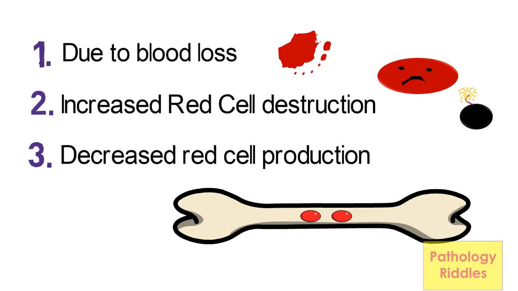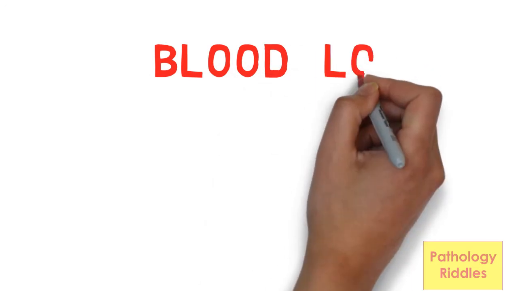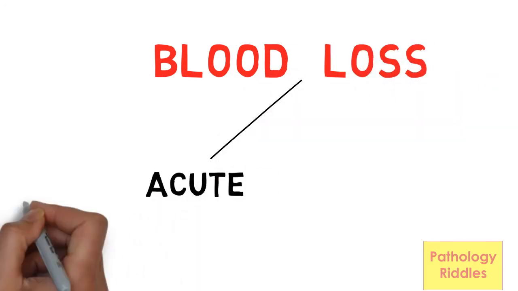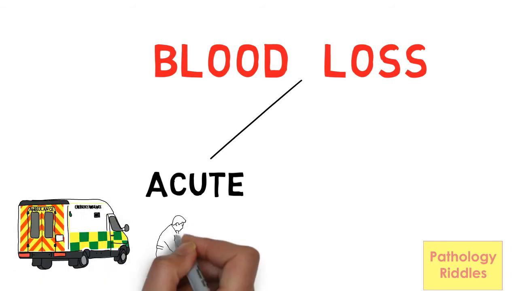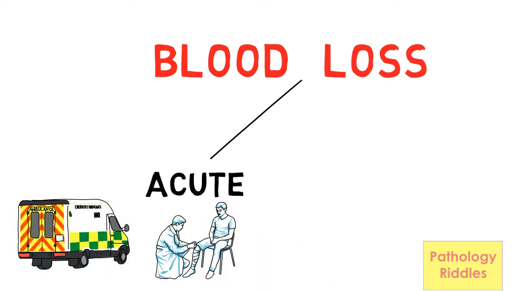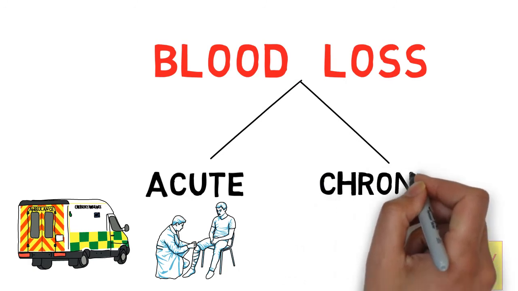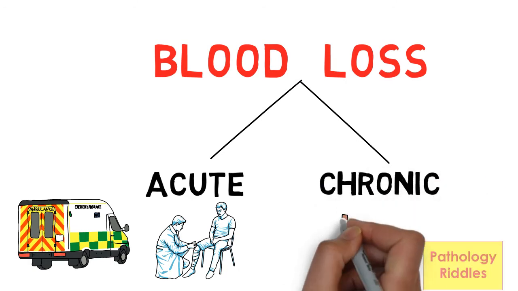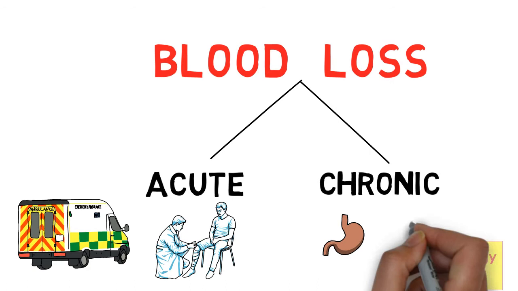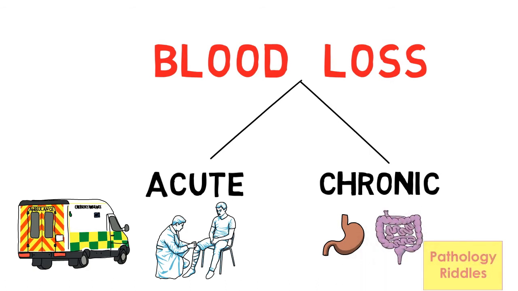So coming to the first category, which is anemia due to blood loss. It can be either sudden blood loss, which is due to acute blood loss, for example, any road traffic accidents. Then gradual blood loss, which is also called chronic blood loss, for example, any gastrointestinal tract lesions or gynecologic disturbances.